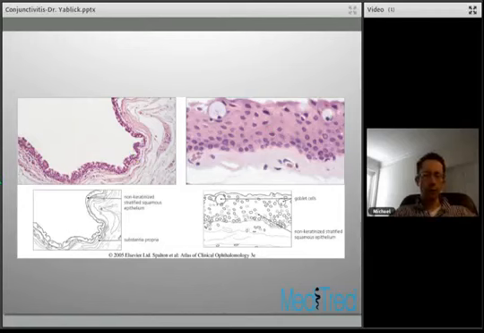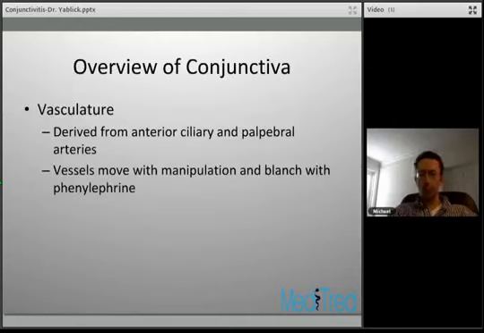The vasculature of the conjunctiva is derived from the anterior ciliary circulation as well as palpebral arteries. These vessels tend to move with manipulation and they blanch with topical phenylephrine. That's in contrast to your scleral vessels, which do not move and do not blanch. And so these techniques are ways you can help differentiate this from scleritis, which can also have sort of a dramatic injected pattern.